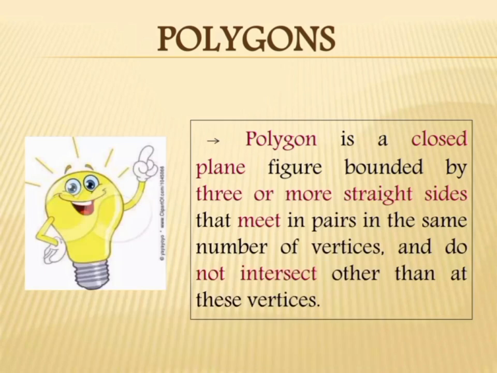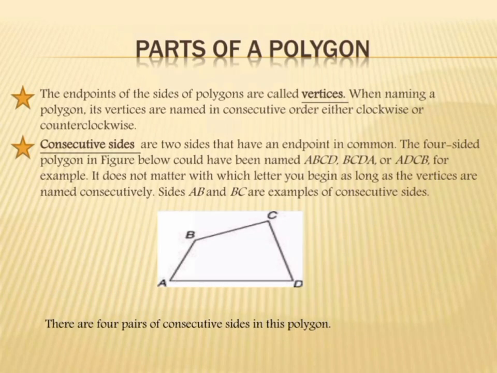A polygon is a closed plane figure bounded by three or more straight sides that meet in pairs in the same number of vertices and do not intersect other than at these vertices. Let's study the parts of a polygon. The endpoints of the sides of a polygon are called vertices. When naming a polygon, its vertices are named in consecutive order, either clockwise or anti-clockwise. In the figure below, there are 4 pairs of consecutive sides in this polygon.